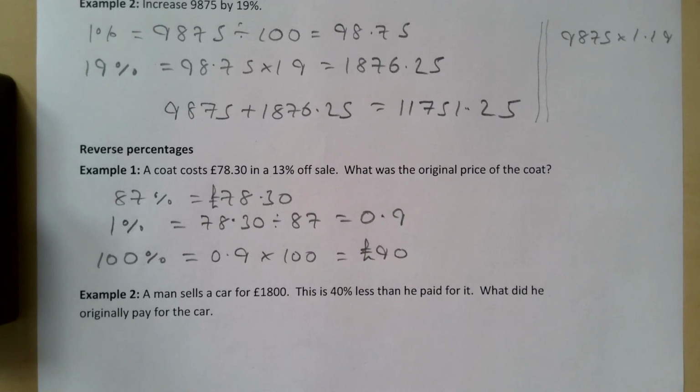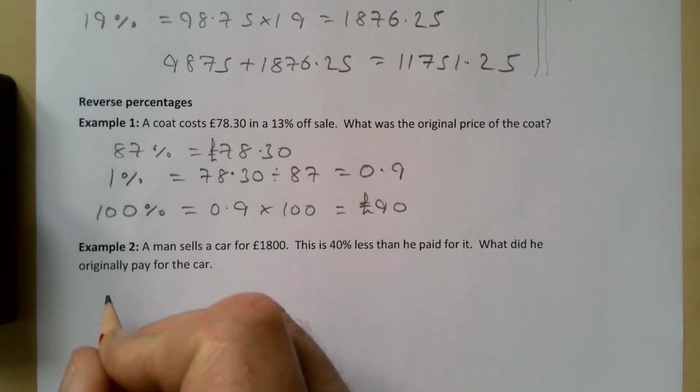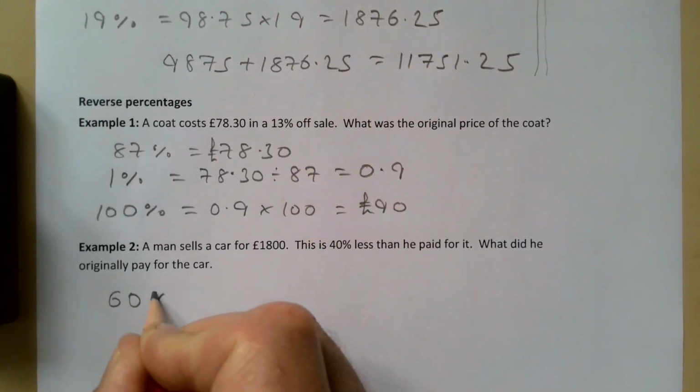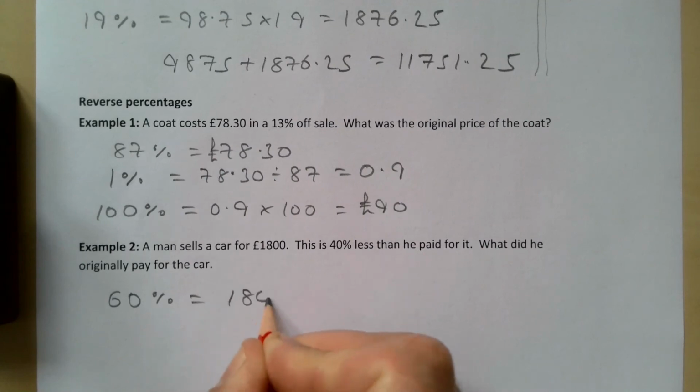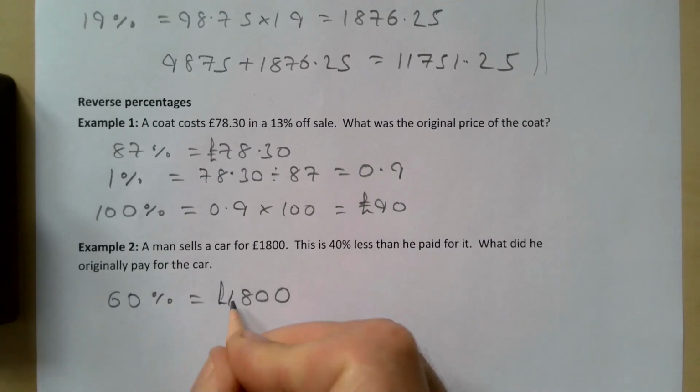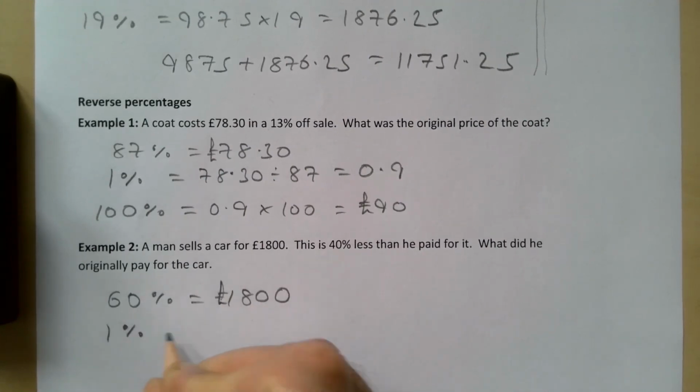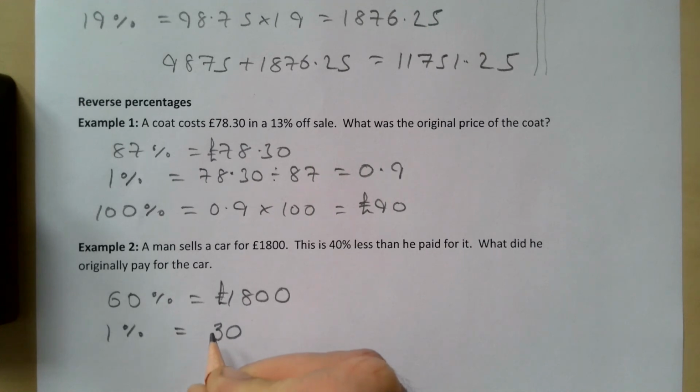Okay. Next one, a man sells a car for £1,800. This is 40% less than he paid for it. What did he originally pay for the car? 40% less means this must be 60%. Hopefully you can see where that comes from. So 60% is 1,800. 1% is then going to be 30, isn't it? It is.